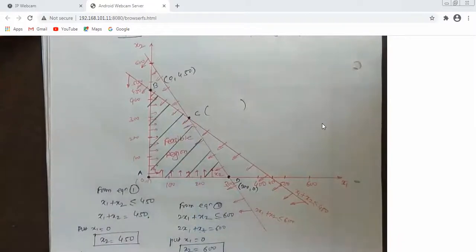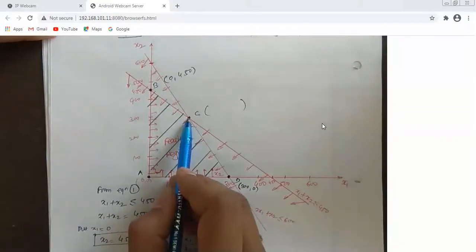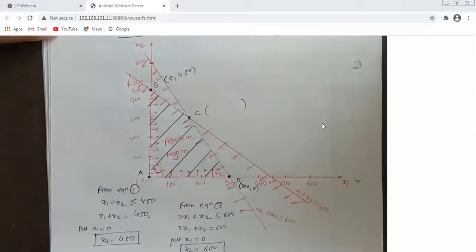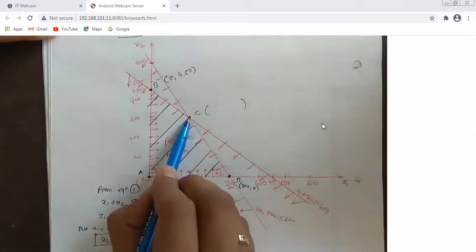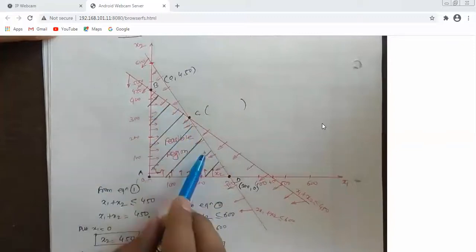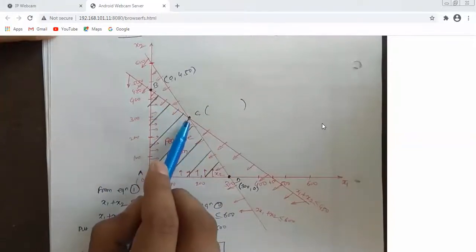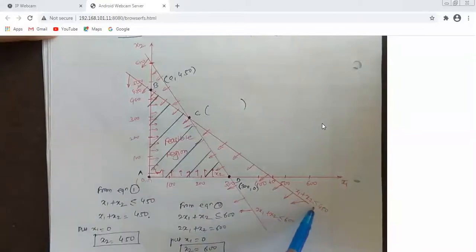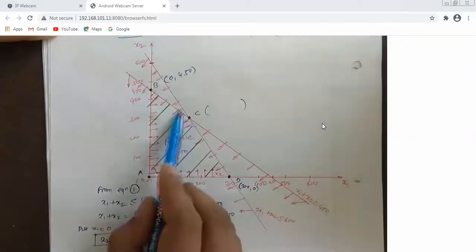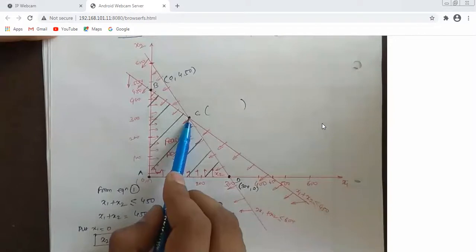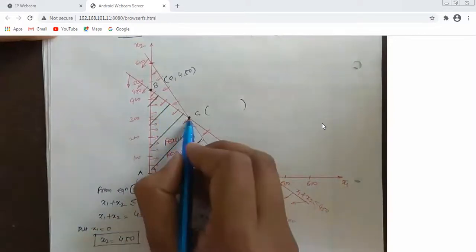But if you are calculating, or if you are plotting the graph on plain paper, then it is difficult to find the values or the coordinates at this particular point. So I have told you yesterday how to calculate the coordinates at this particular location. See, this point C is the intersection of this line and this line. Okay, means this point C is the intersection of x1 plus x2 is less than or equal to 450, and 2x1 plus x2 is less than or equal to 600. This point C is the common point of these two lines, or these two lines pass through this point. So we have to find the coordinates of this point C. How will we find that out?